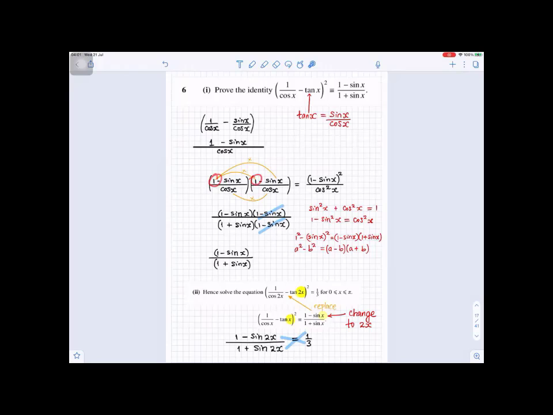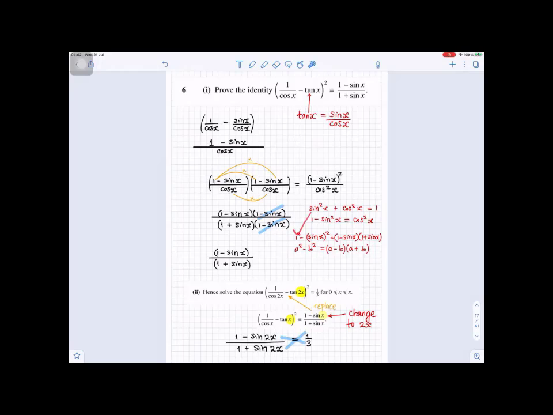1 times 1, and then 1 times sine x, cos x times cos x. So you would end up with the numerator (1 minus sine x) all squared over the denominator cos squared x. And cos squared x can be changed to 1 minus sine squared x, which would give you (1 plus sine x)(1 minus sine x).